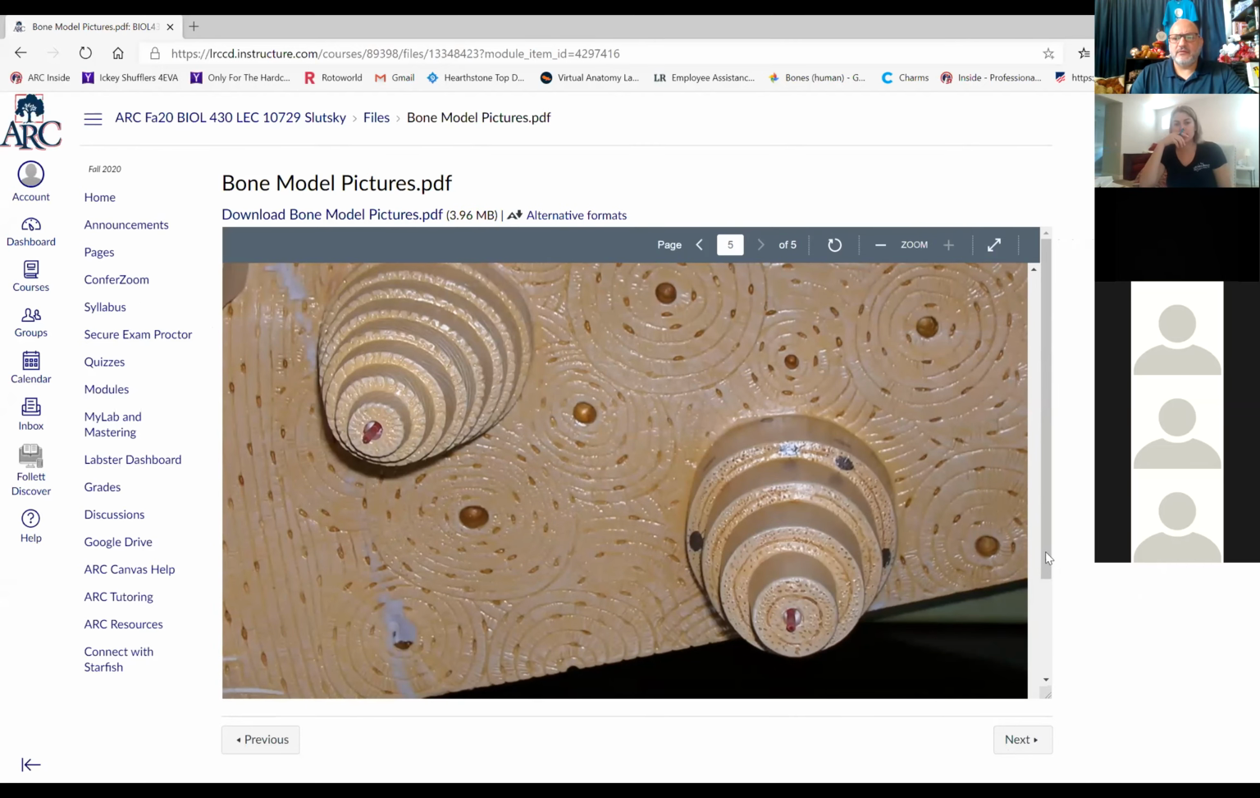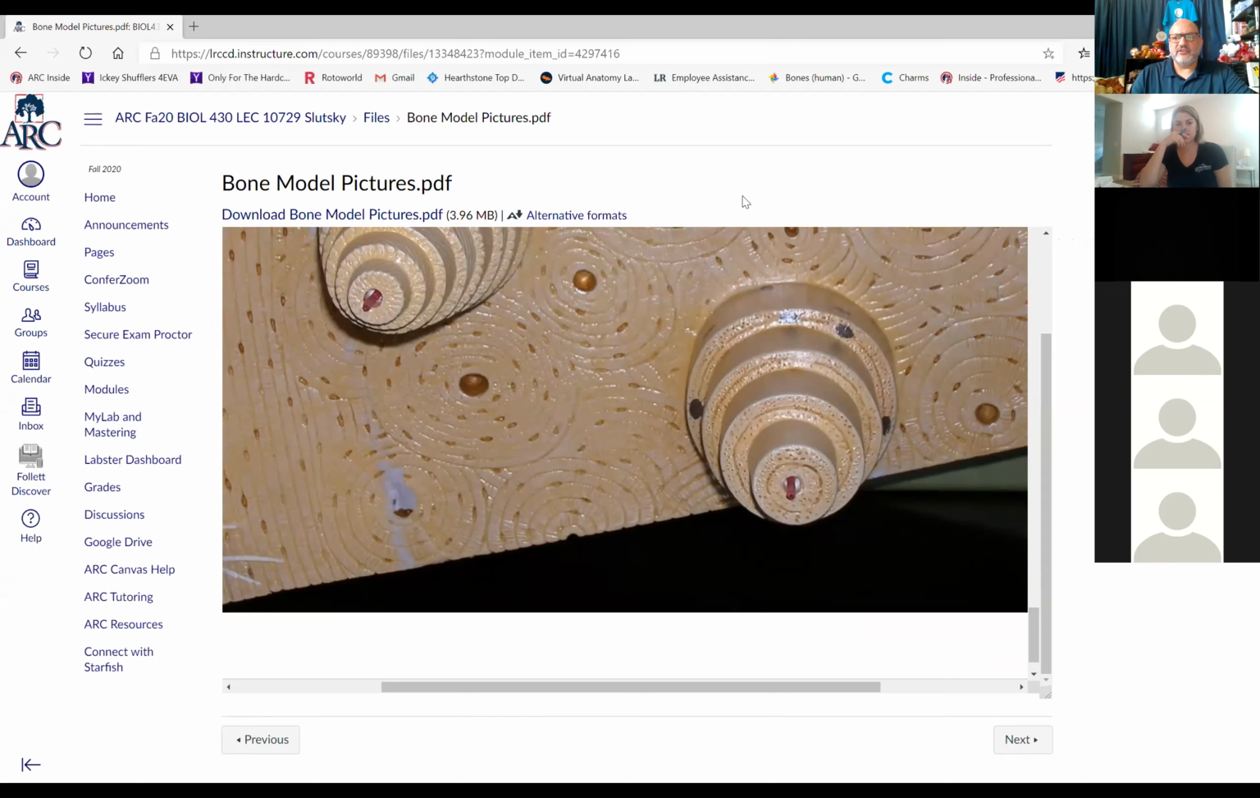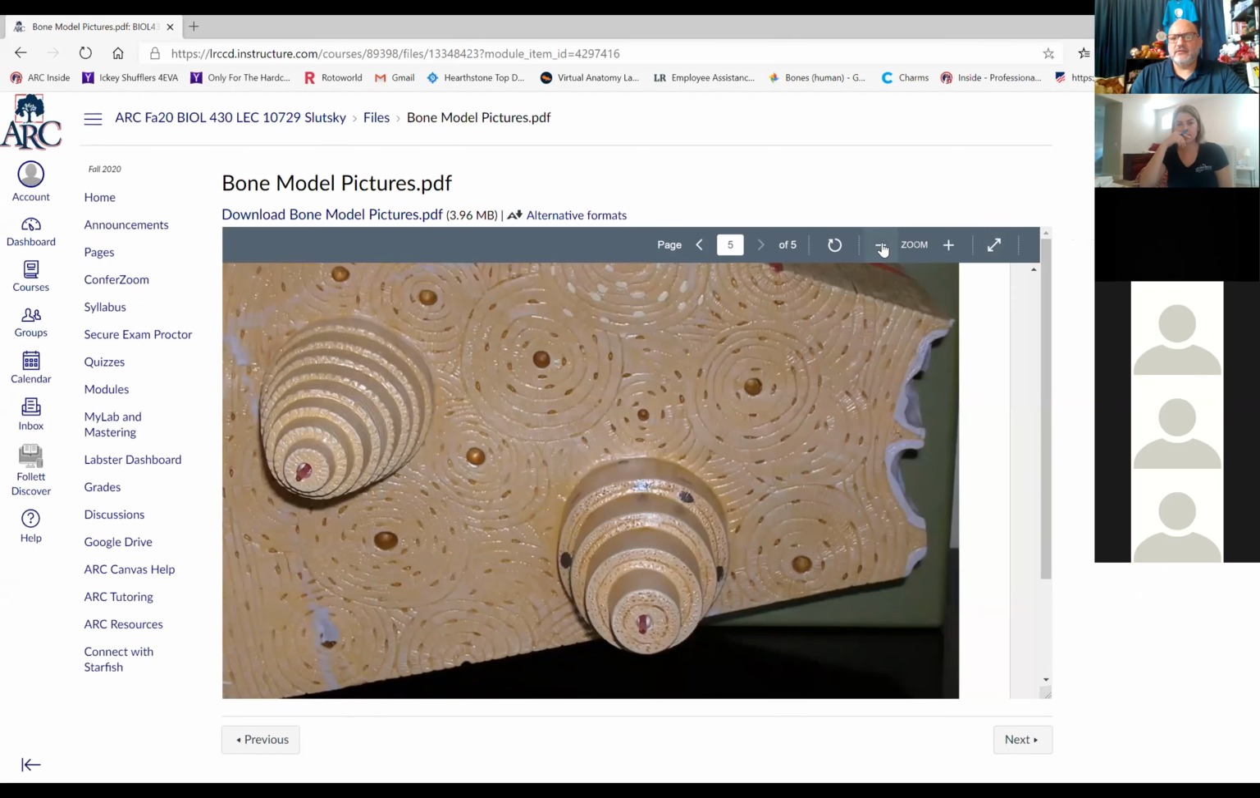Come on. Oh, that's because I'm zoomed in. That's the problem. Hold on. I need to zoom out.